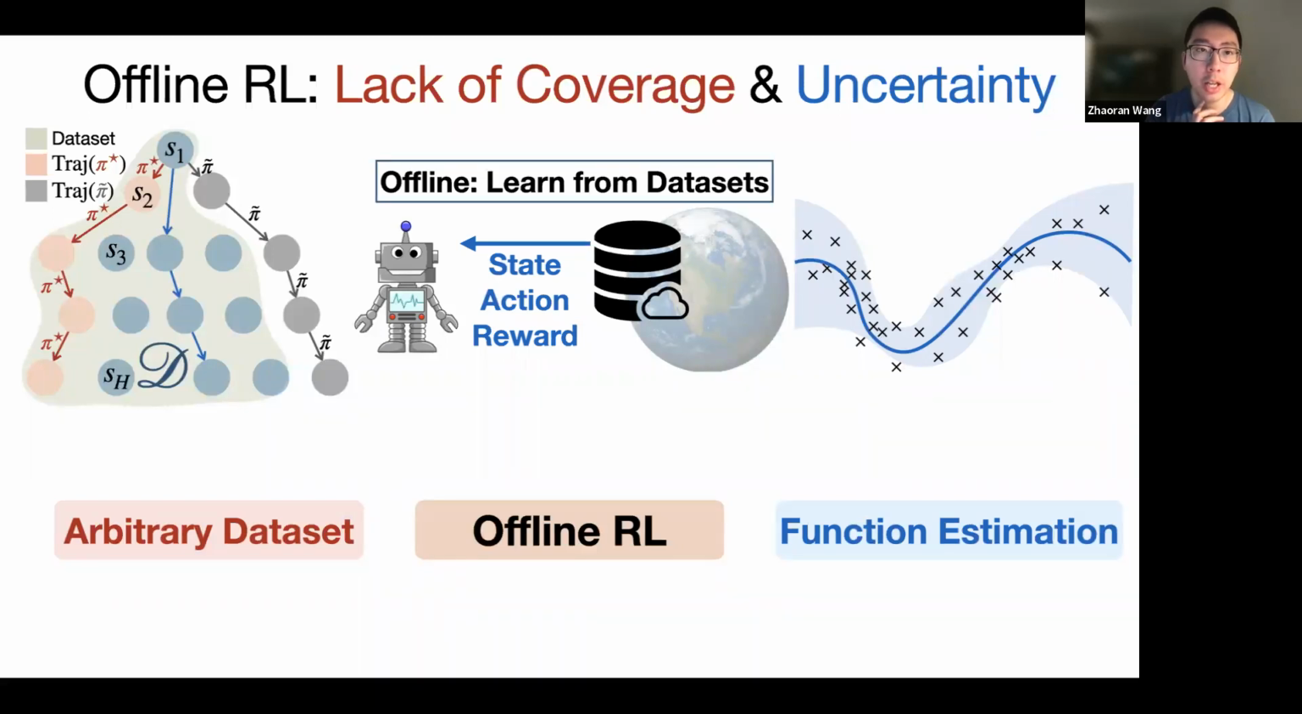For the offline setting, the challenge is that we often lack a full coverage of the entire state and action space. For example, if the agent starts from the first state, and let's say pi star is the optimum policy, this is the trajectory we want to reproduce. Let's say, in a very ideal case, our data set covers the trajectory of the optimum policy. But in practice, it is very likely that the data set would miss out some of the suboptimal trajectories, which is generated by the policy called pi tilde.